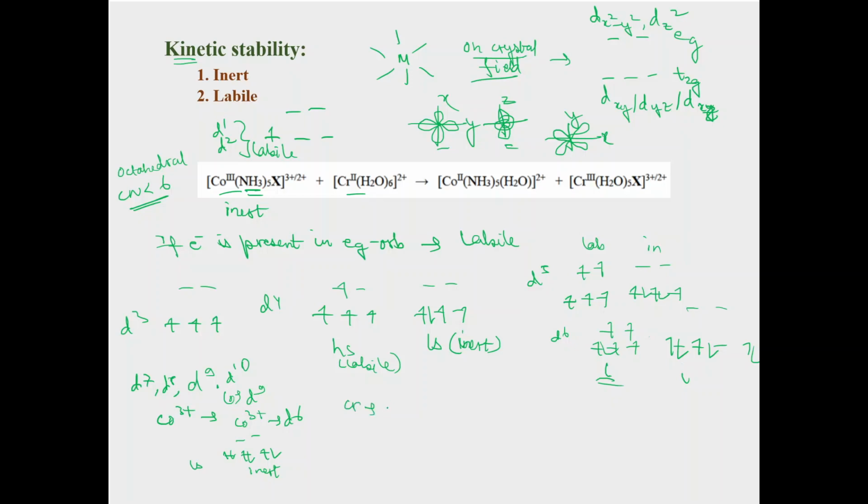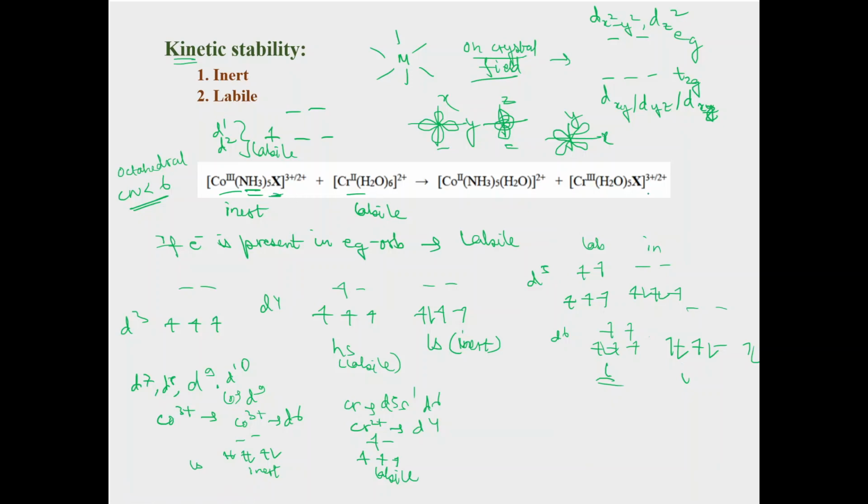The second one is the chromium 2 plus complex. Chromium is D5S1, which would make it a D6 system, but chromium is in the plus 2 oxidation state. That means it is a D4 system, right? And in a D4 system, water is a weak field ligand. So here one electron is present in the EG set, therefore it is labile in nature, and it is a high spin complex.